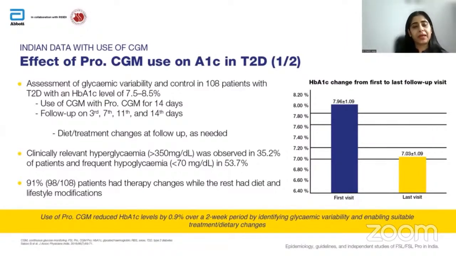So, clinically relevant hyperglycemia was observed in 35.2% of patients and frequent hypoglycemia was seen in 53.7% patients. 91% of the patients actually had therapy changes, while the rest had only diet and lifestyle modifications. And you can see that the estimated A1C from the first to the last follow-up visit reduced from 7.96% to 7%. So use of Pro CGM reduced the HbA1c levels by 0.9% over that immediate 2-week period, the estimated A1c calculation, by identifying glycemic variability and enabling a suitable treatment as well as dietary changes.